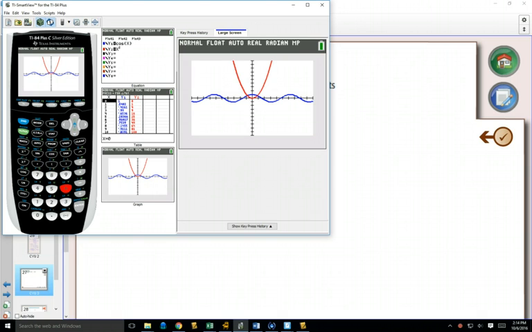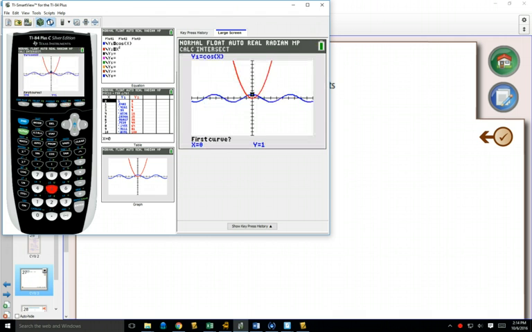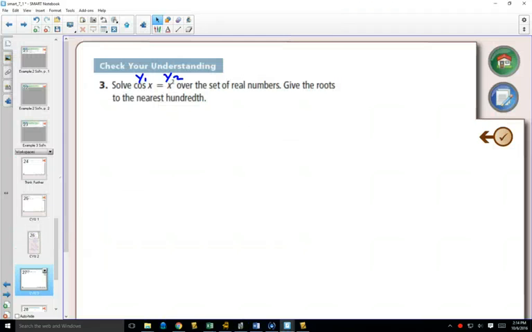Okay, so if we want to find out where they intersect, we can go second, calculate, number 5, the intersect, push enter 3 times, and it will find the closest one. So x is equal to 0.824. So one of our answers, x is approximately 0.824.